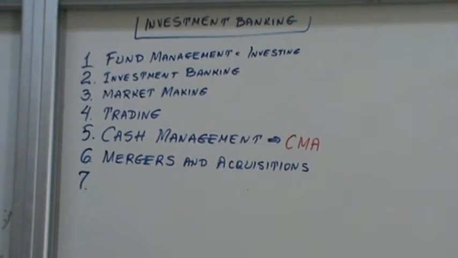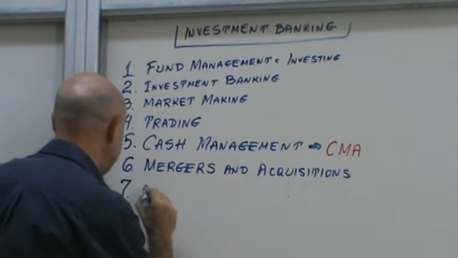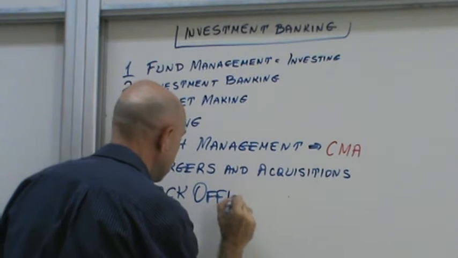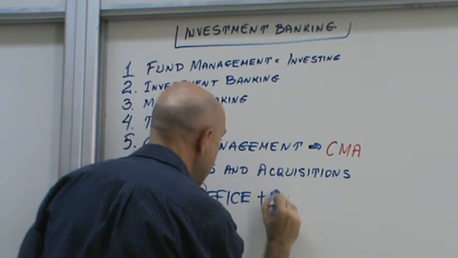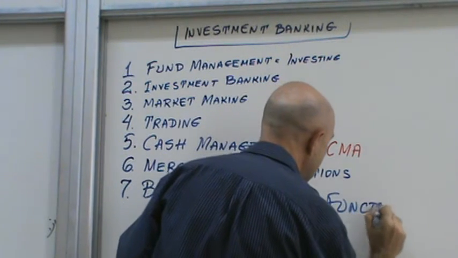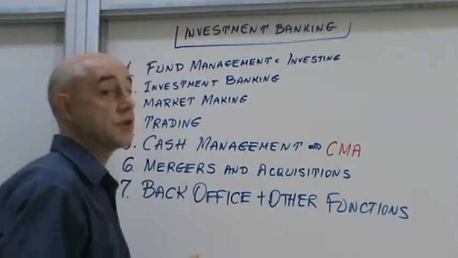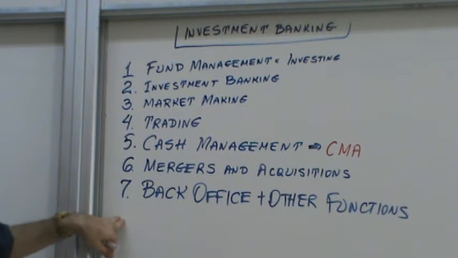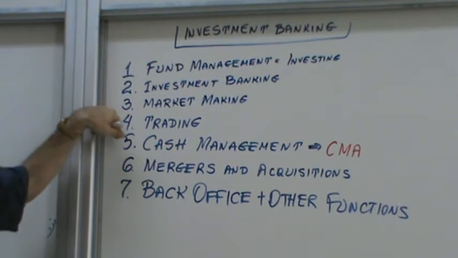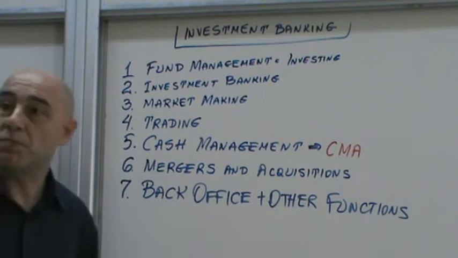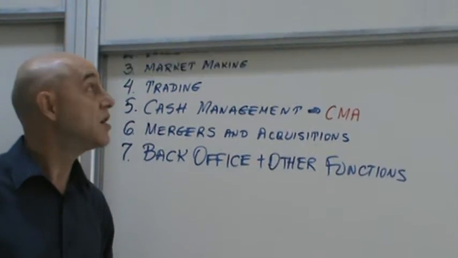Number 7 is back office and other functions, okay? So these are the 7 primary functions, of which on the midterm, the next quiz, maybe the final, you'll need to explain market making, explain trading, explain any of these. I'll pick 1 or 2 of these to explain.